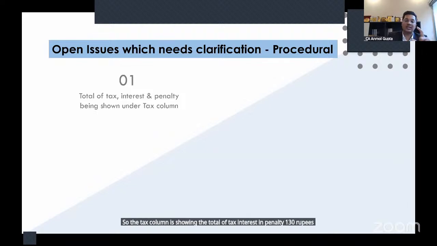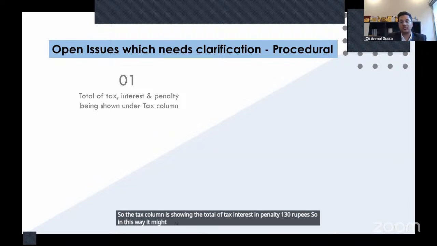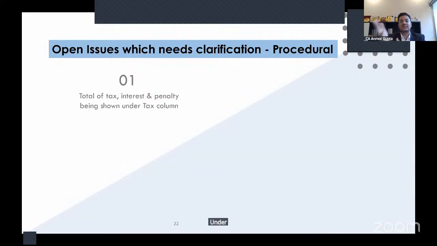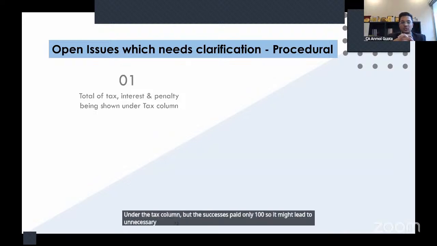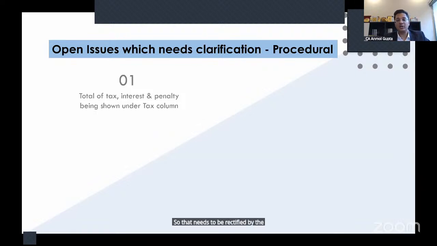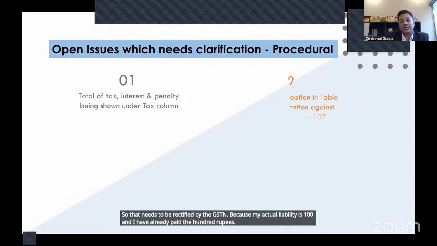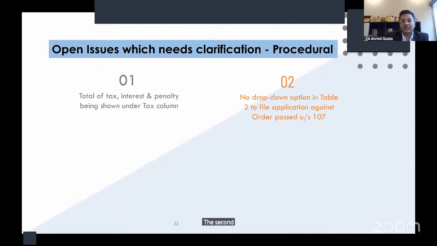In this way, it might create confusion from the officer's point of view, that he will see a liability of 130 rupees under the tax column, but the assessee has paid only 100. So it might lead to unnecessary rejections or issuance of show cause notice. That needs to be rectified by the GSTN, because my actual liability is 100 and I have already paid the 100 rupees.